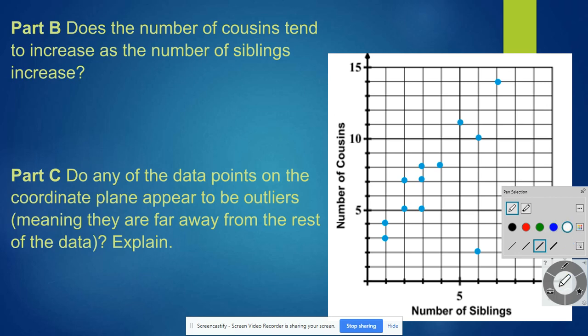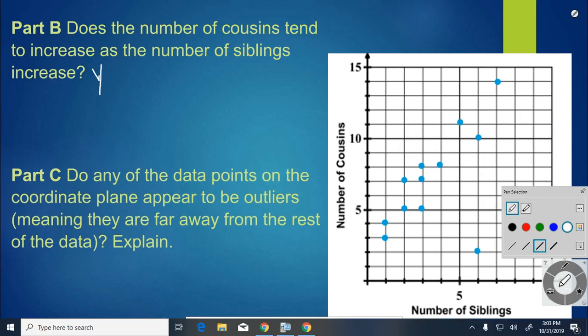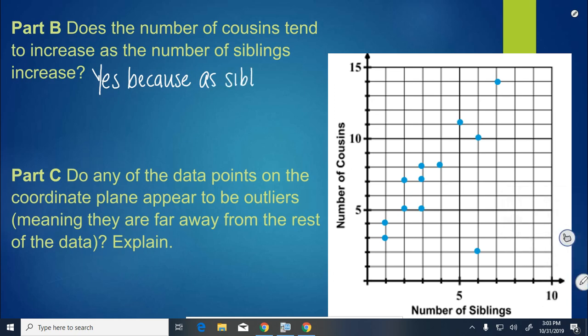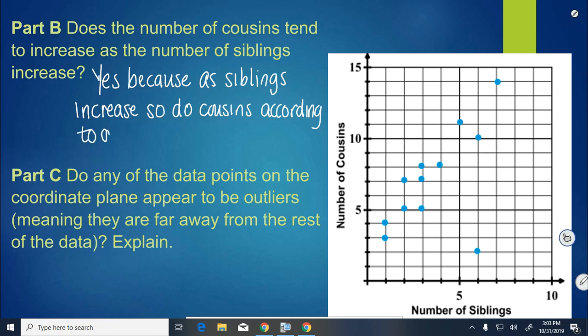So we can write, yes, because as siblings increase, so do cousins according to our graph, which shows an upward trend.